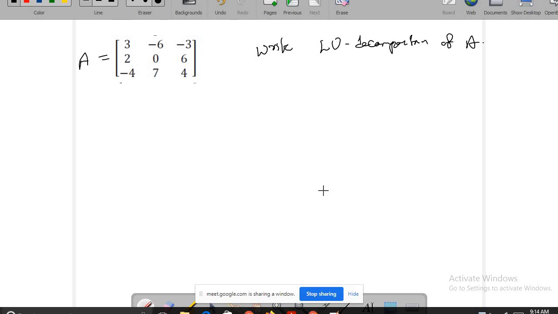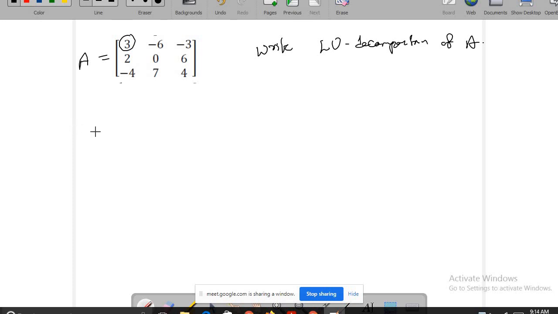Given a matrix A, we need to find the LU decomposition of A. So we apply the Gauss elimination process here. First, you identify the first non-zero element in the first row. So the first non-zero element is 3.